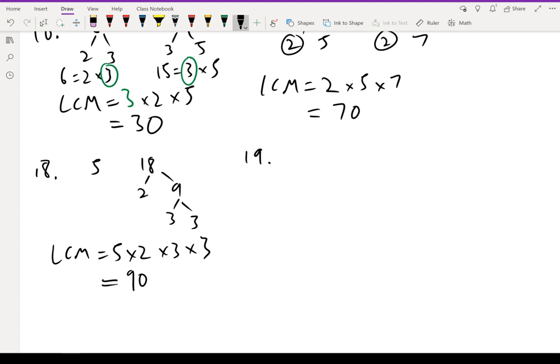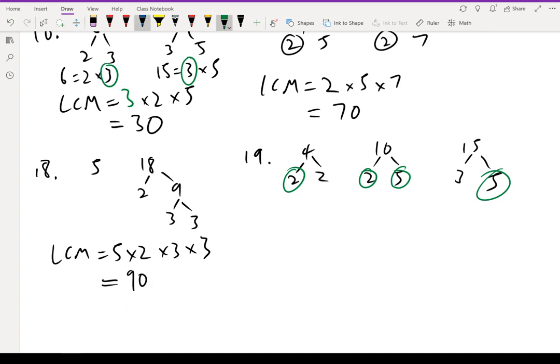Then lastly, question 19. There are three numbers, 4, 10, and 15. So 4 is equal to 2 times 2, and then 10 is equal to 2 times 5, and then 15 is equal to 3 times 5. So what you do first is circle numbers that are common to all three. There are none common to all three, so I'm going to pick one color now, and I'm circling numbers that are common to at least two. And then I'm going to circle this, which is common to two.